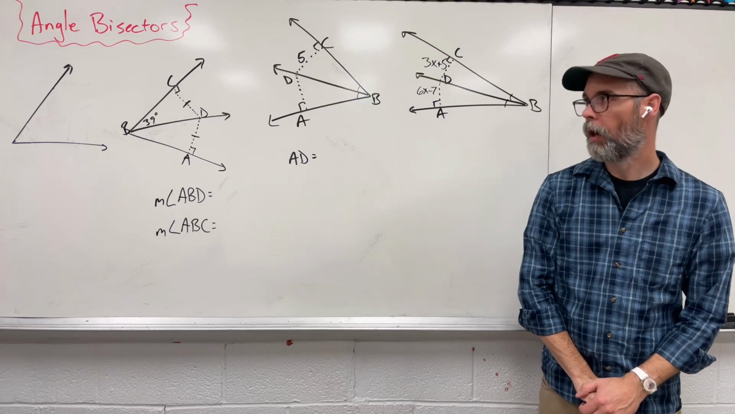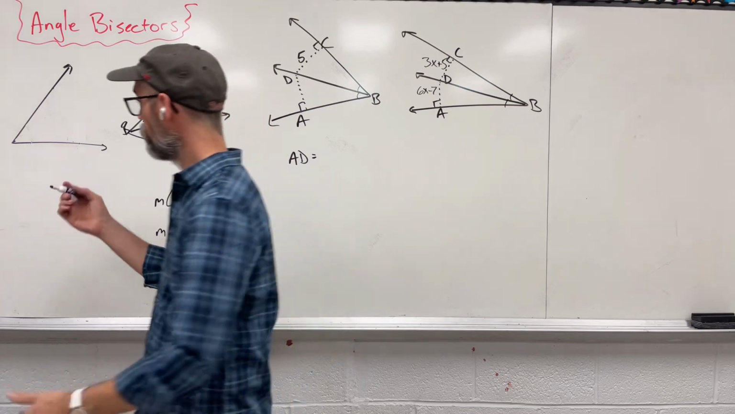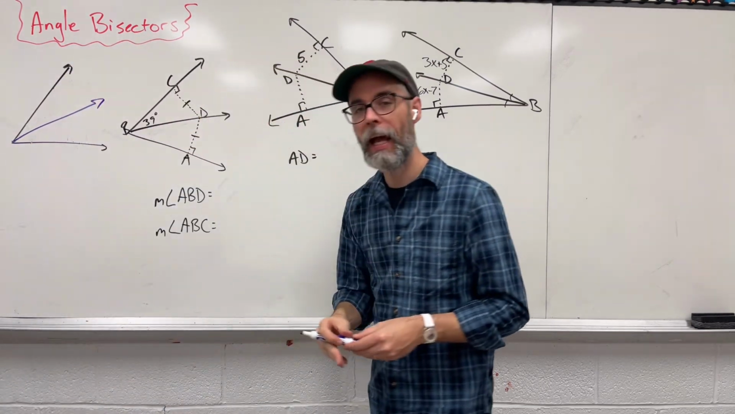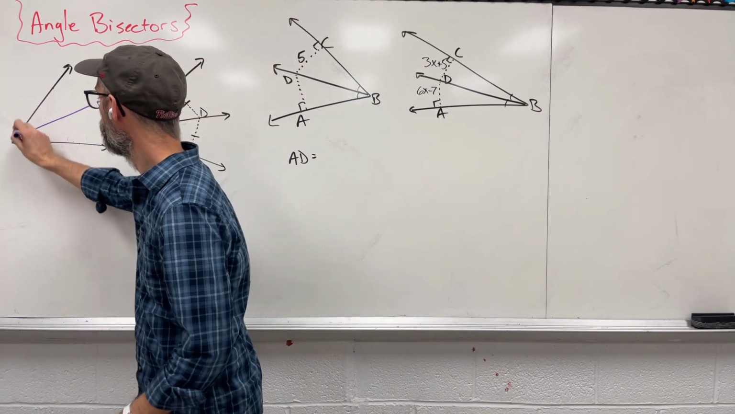Hi, today we're going to take a look at angle bisectors. So angle bisectors, when you take an angle and you bisect it, something special about the bisector is it cuts that angle into two equal parts.